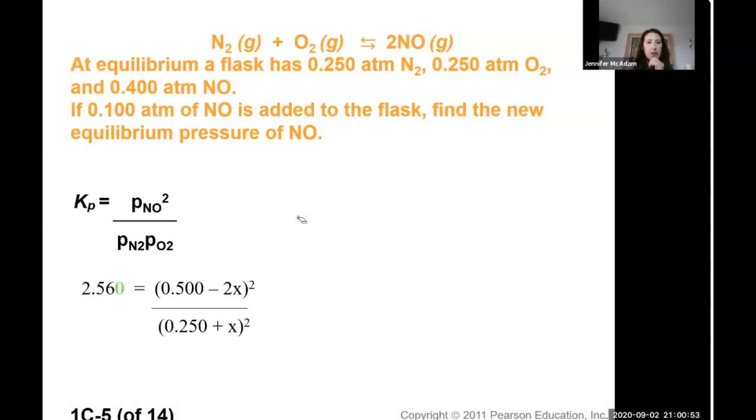And here's your K. I forgot to give you the K. I need to add that into the slide for next time. So I forgot to give you K, so you couldn't have solved it without it. So this was given to you, 0.256 or 2.56.